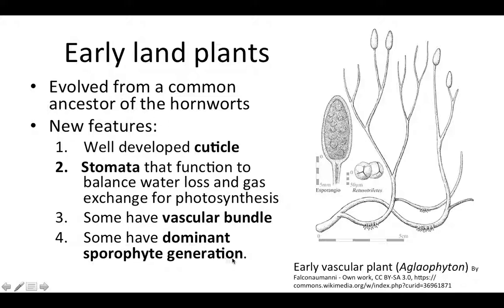Finally, some of these early land plants have a dominant sporophyte generation. Remember that the bryophytes had a dominant gametophyte generation. The bryophytes that you would typically see walking around are haploid gametophytes. We're now getting to the stage where at least many of these plants, the one that you would likely encounter and notice is now a sporophyte.